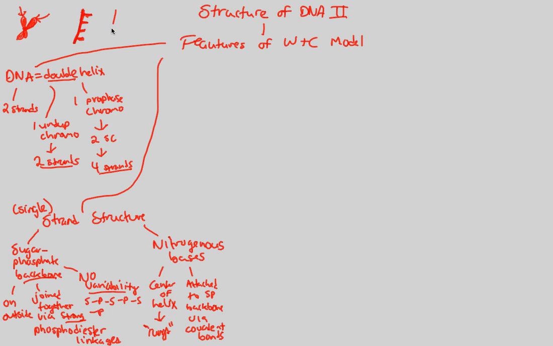Basically what I'm saying is, if we have a sugar phosphate backbone made of phosphodiester linkages, in order for me to connect this nitrogenous base onto there, I have to undergo a condensation reaction that will create a link that's shown here. That link that I just drew is a covalent bond.